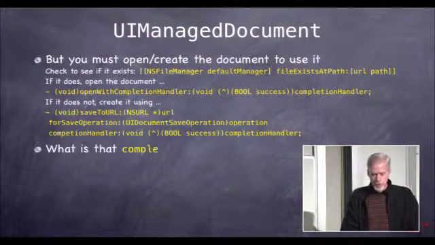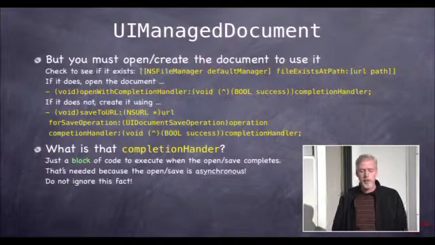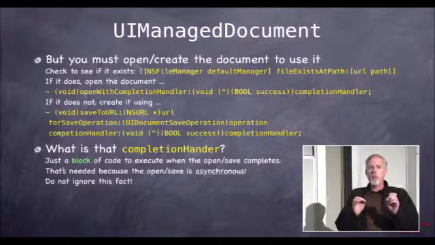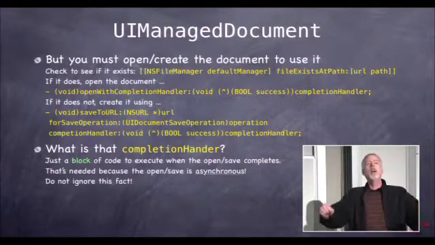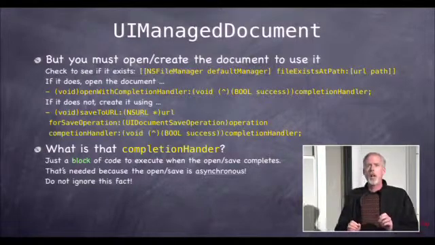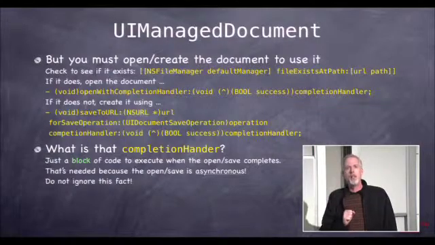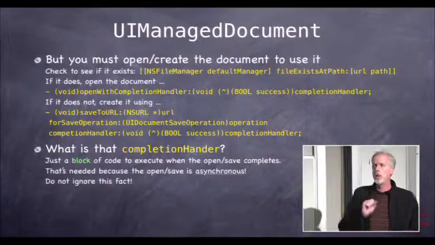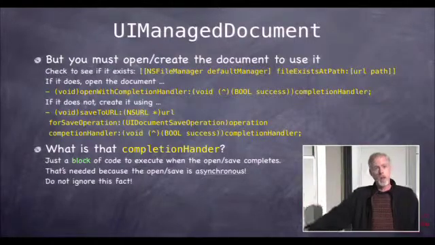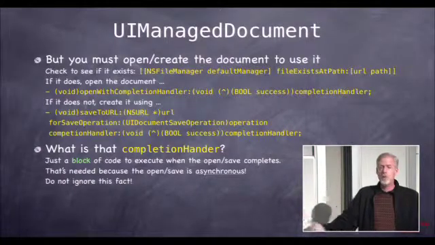Now, why does this thing have this completion handler? All right, we haven't really seen APIs that have completion handlers. The reason these two methods have completion handlers, and this is very important, pay attention to me, okay? These methods, open and save, are asynchronous, okay? They take time to do. So they will return immediately to you, but the file will not be opened or created. Okay? You have to wait until the completion handler gets called at some time in the future. Then you can use the document. Okay? Do not ignore this fact.